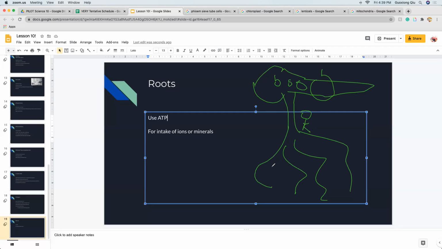Anyway, roots. They use energy, ATP, and the best way to describe it without going into too much unnecessary detail is that it uses energy to force the floating ions and minerals around it. ATP forces the surrounding ions and minerals to go into the roots.